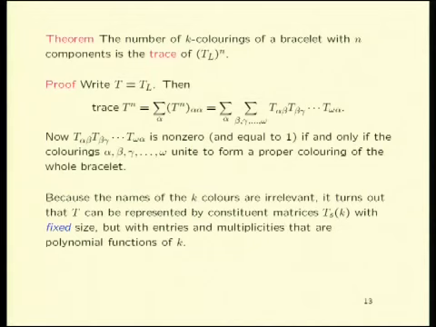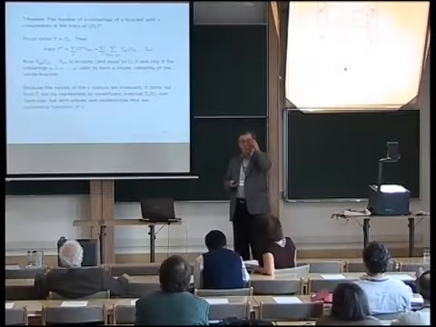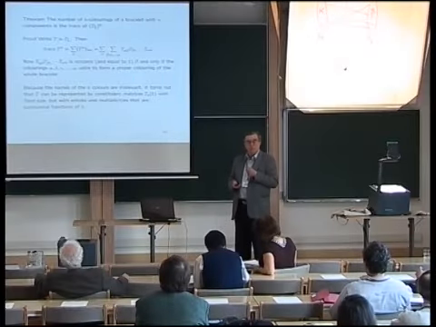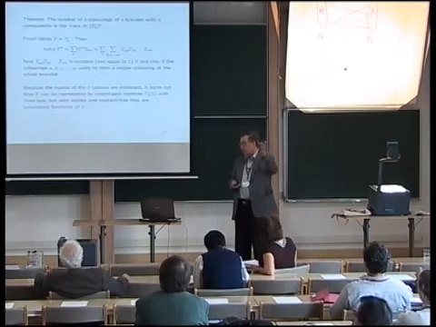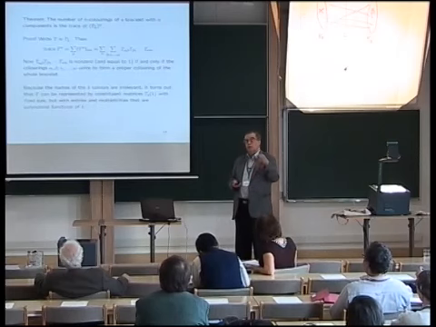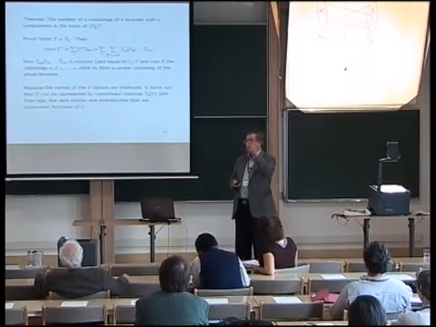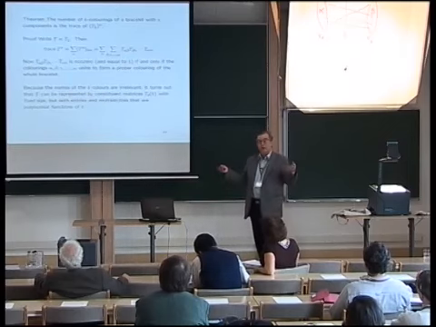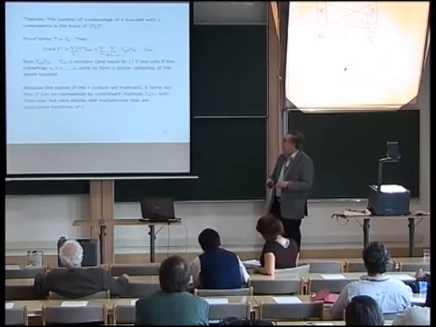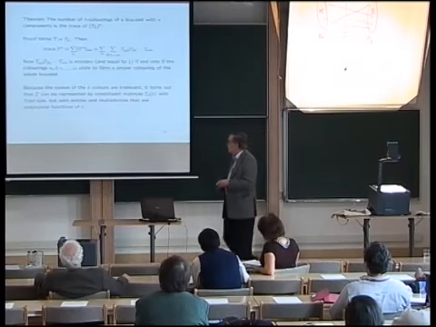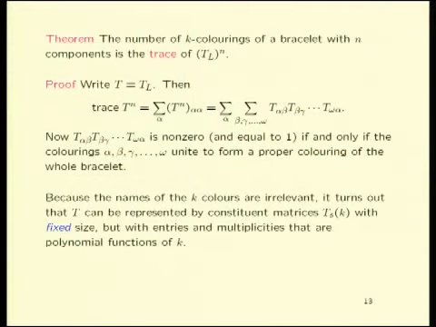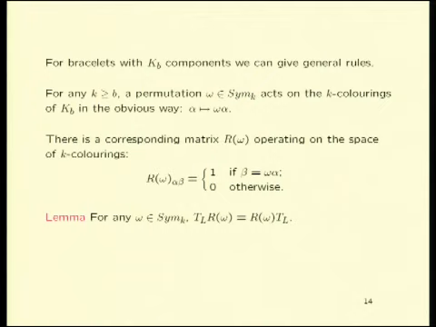Okay. Now the key to the algebraic analysis is a very elementary fact, which is that the names of the k colors aren't really important. In other words, you can permute them. So if I colored red, green, and blue, and then you said, well, I want green to be red and red to be blue and whatever, then you still have a coloring. Okay. And that tells us that the symmetric group acts upon these colorings in a particular way.